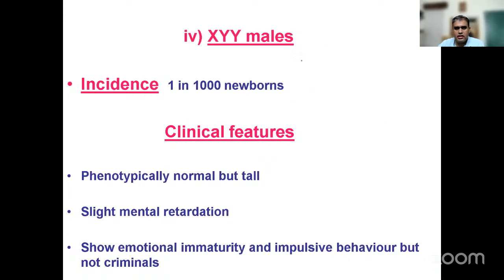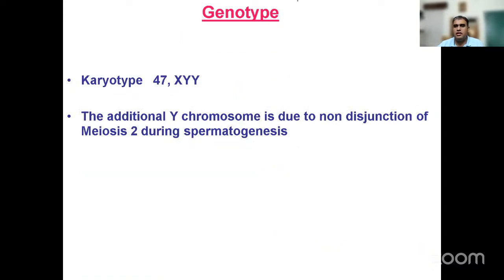Okay, then we have XYY males, again phenotypically normal but tall, with slight mental retardation, and emotional immaturity might be there. Here you have karyotyping of 47,XYY. The addition of the Y chromosome is due to non-disjunction in meiosis 2 during spermatogenesis. See, this can be a question in itself. During non-disjunction of the Y chromosome in meiosis 2, what could be the genotype? A question like that can be framed.